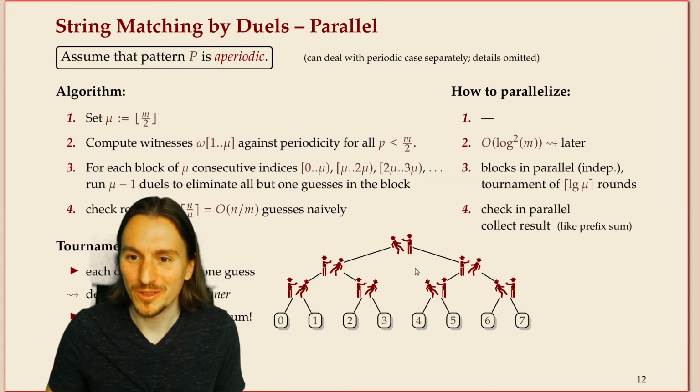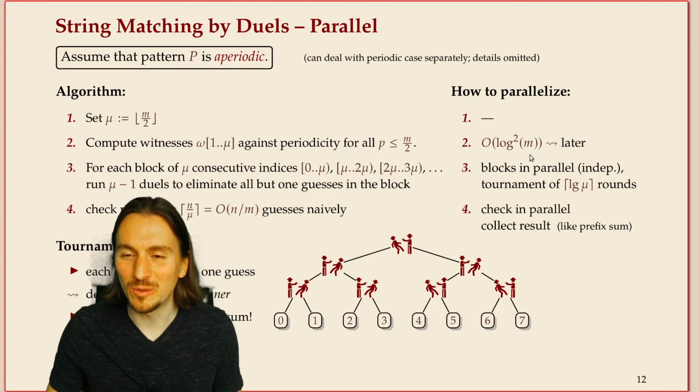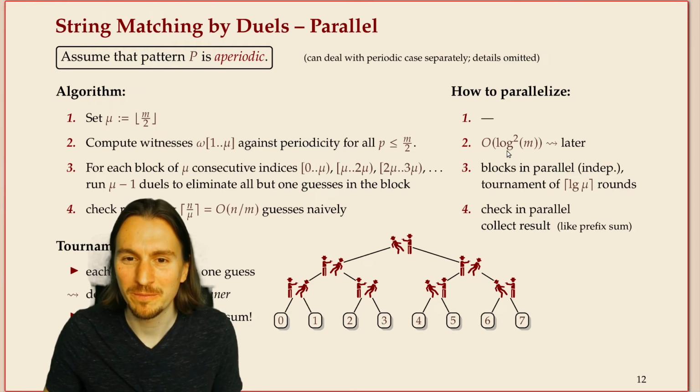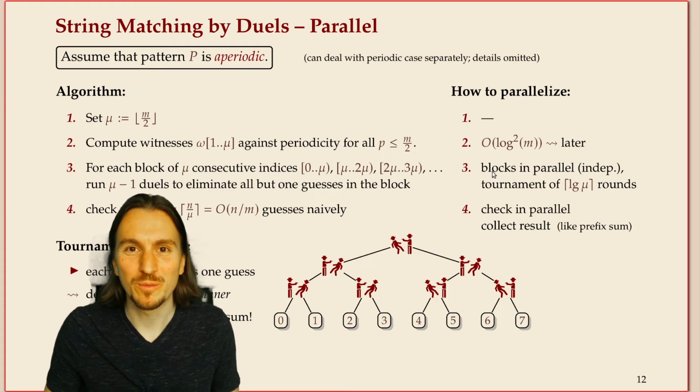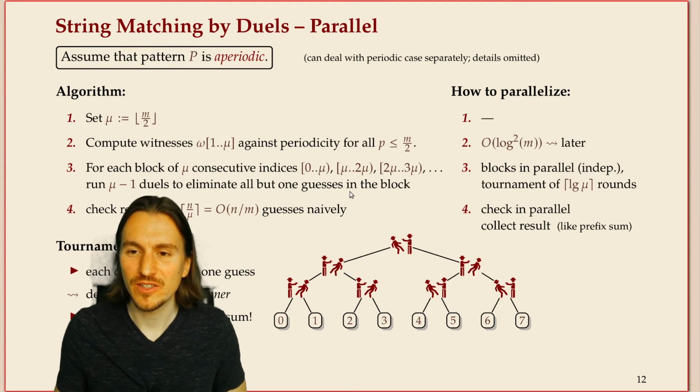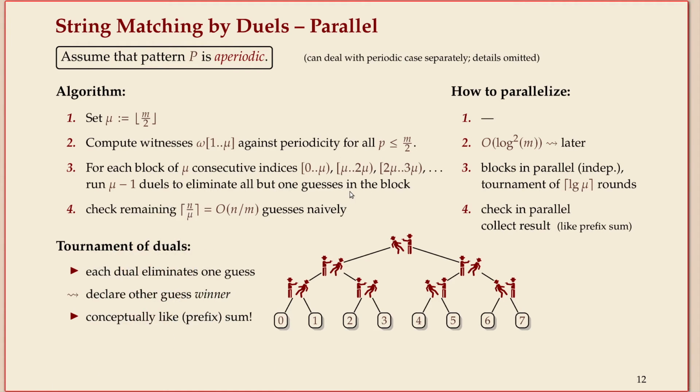I'm coming to the picture in a second, but let's first talk about the simple things. The first step's trivial again, just compute a number, but the second step is actually not trivial. It's actually very complicated. I'll come back a little bit to this. It turns out you can do this in time log squared m, and on some models of our machines maybe even faster. How can we parallelize the duels within a single block? That is the main innovation, or the main observation, here.